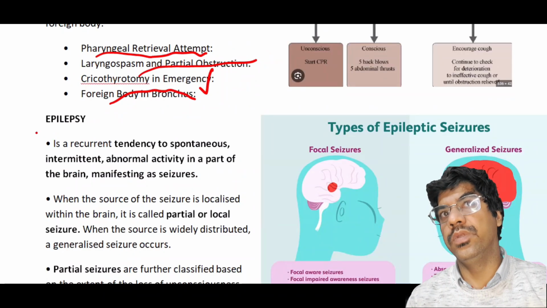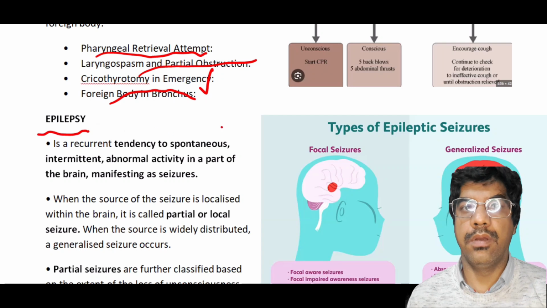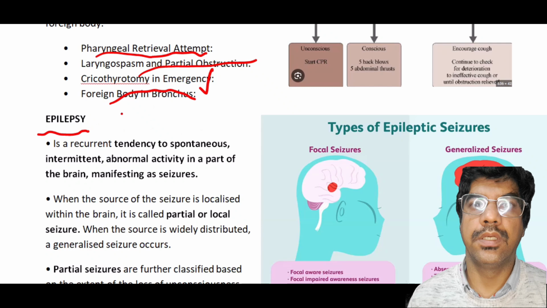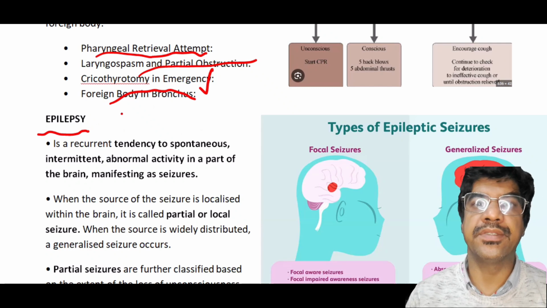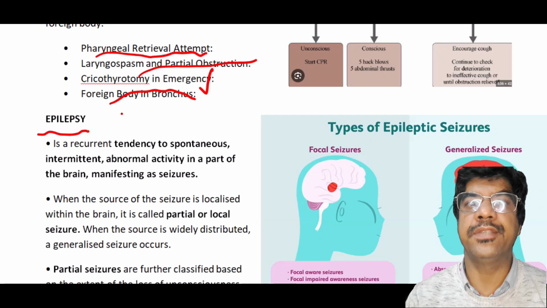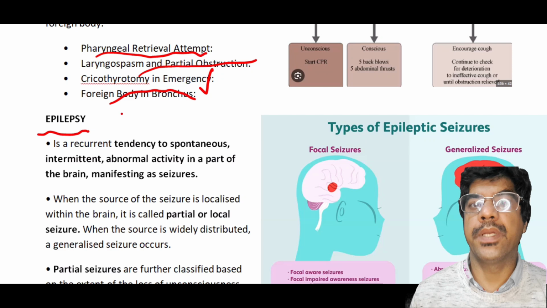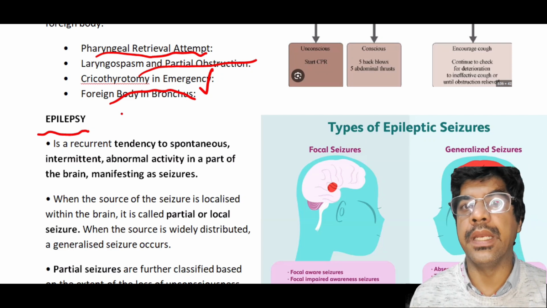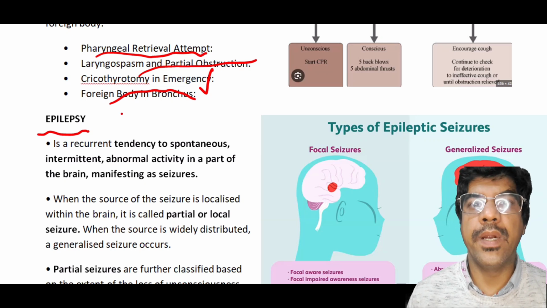Now moving to central nervous system management. The first is epilepsy. Epilepsy, we know, is a neurological disorder characterized by recurrent spontaneous seizures. What is a seizure? Remember, a seizure is a sudden surge of electrical activity in the brain that can affect a person's consciousness, movement and sensation.